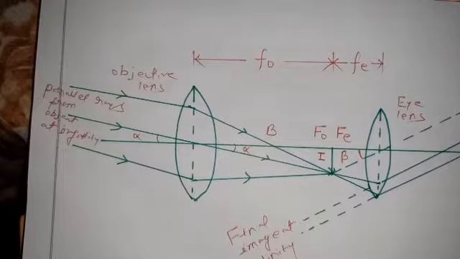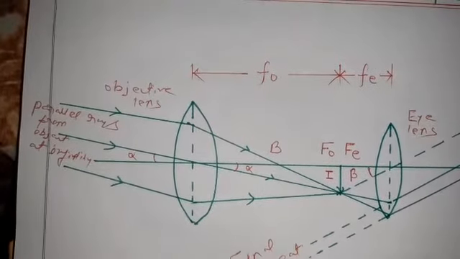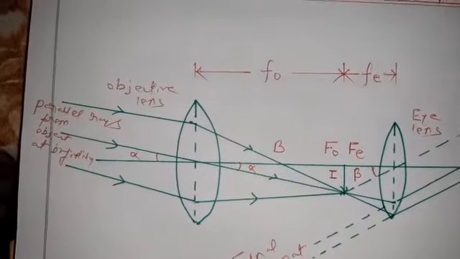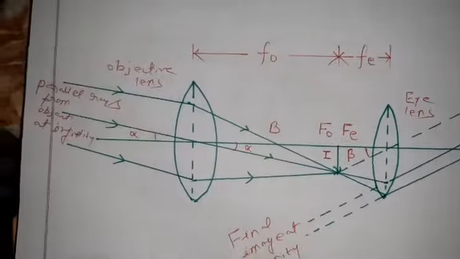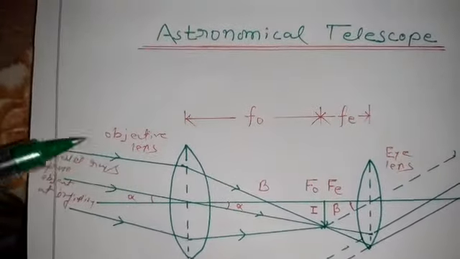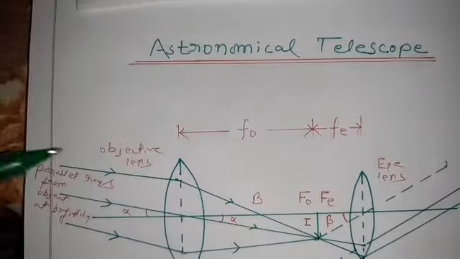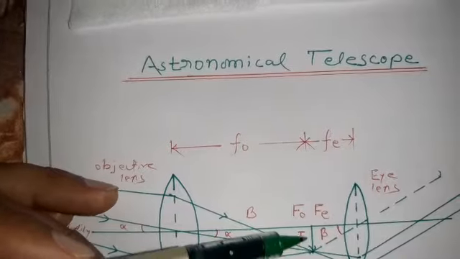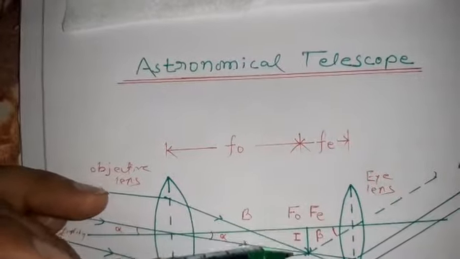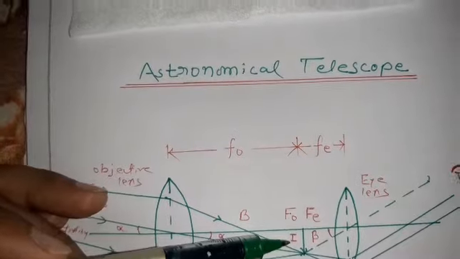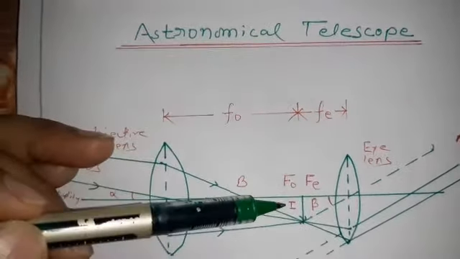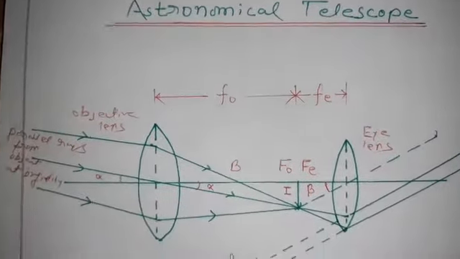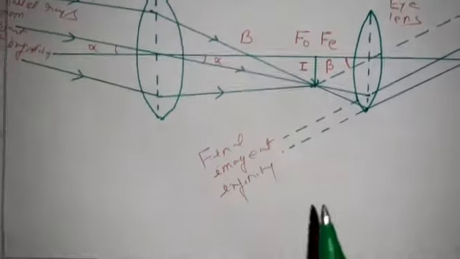Light from the distant object enters the objective lens and a real image is formed at the second focal point of the objective lens. So this will be your objective lens. Light rays coming from the distant object enter the objective lens and a real image is formed at the second focal point of the objective lens. The eyepiece lens magnifies this image, producing a final inverted image at infinity.